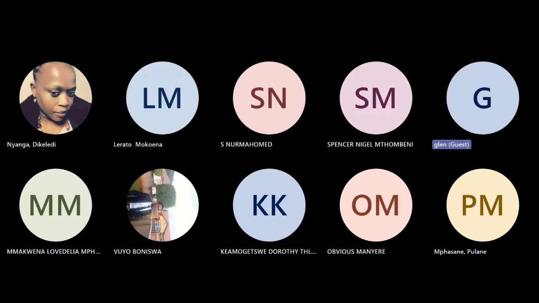What are the entries in the first row? My first row is 1, 0, 0. Second row? 0, 0, 0. Third row? 0, 0, 0. Thank you. Lerato? I got 1, 0, 0. 0, 0, 0. 0, 0, 0.